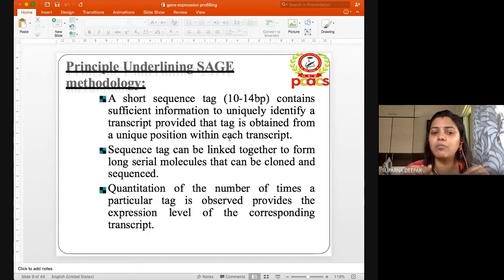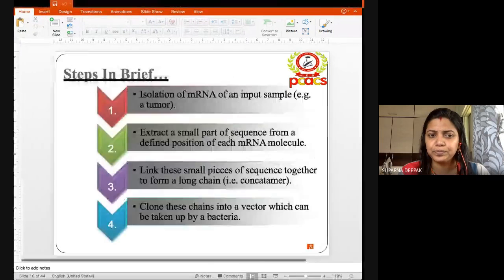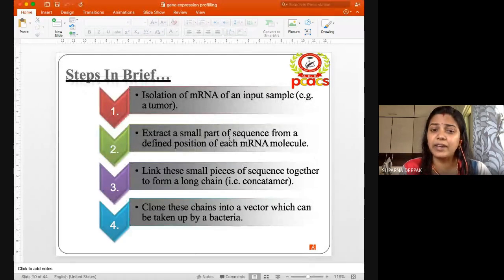So quantitation of the number of times a particular tag is present provides the gene expression level. That is what I was talking about: how many times that tag is present in that long sequence. That will tell you how many molecules of that transcript are present in that particular sample. So that is the principle behind it.